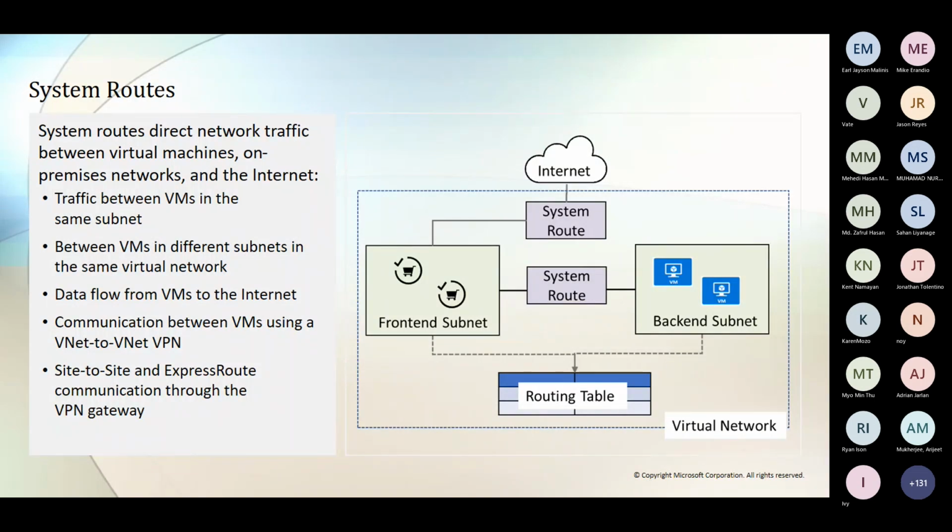It shows how one virtual machine can connect with another virtual machine, and how an on-premises network connects with any virtual machine or virtual network. These routes are created automatically by default by the Azure system. It is called a system route. It handles traffic between VMs in the same subnet. Two VMs in the same subnet will use the system route to connect with each other.